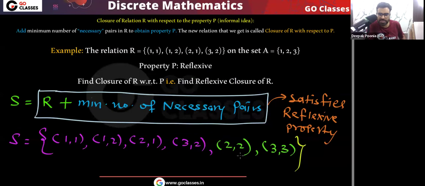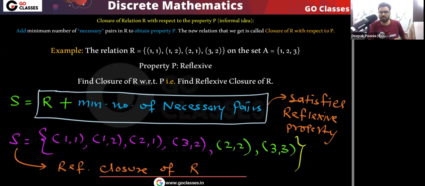Minimum number of necessary pairs I have added, and now this S satisfies reflexive property. So this S is the reflexive closure of the given relation R. That's it. This is the answer. I hope you understood.